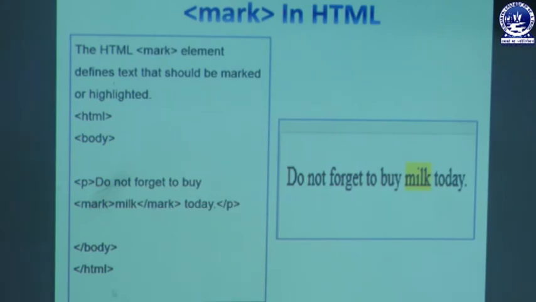So this is the source code and the reflection of the source code over here. You can see I have only specified the word milk inside the mark tag. So the word milk has been highlighted or marked with a color, which by default is yellow. So this is all about the mark tag in HTML.